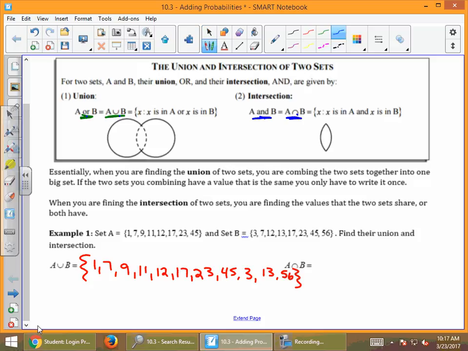So in this one we have the upside down U, so that's representing intersection. Okay? So what both sets share. So look at both sets. What are they sharing? What do they both have? Both have a 7. What else do they both have? They both have a 12. What else do they both have? They both have 17. What else do they both have? 23. And then what else do they both have? 25.